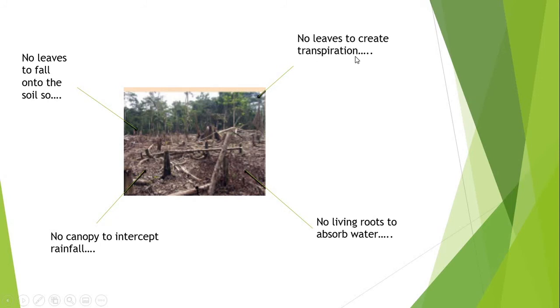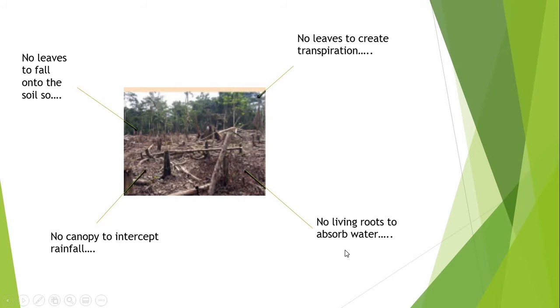So if there's no leaves to create transpiration, where's the water going to go? It's going to go quicker to the ground. This can create a lot of problems such as flooding. So we can flood the area. It can also make the soil very loose, which is then going to cause things like mudslides. So that's your answer to number one.